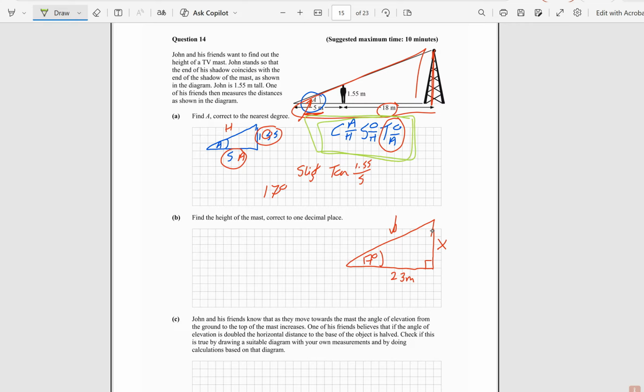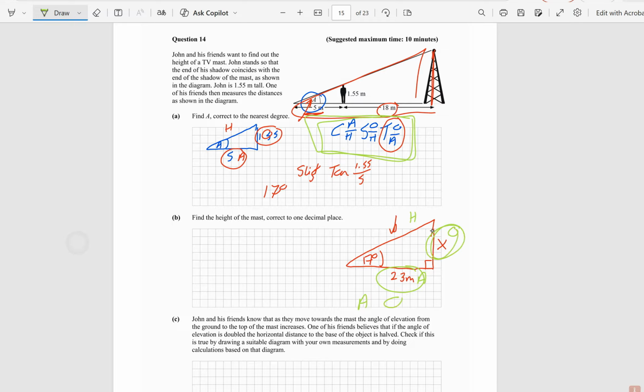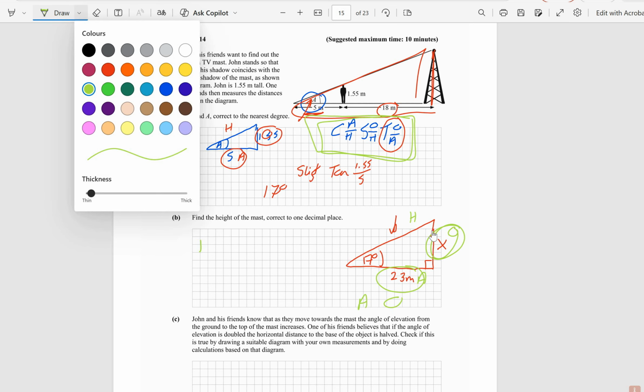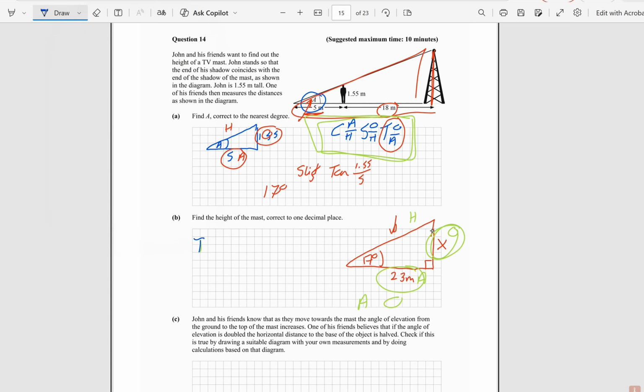Let's label our sides. This is the opposite, this is the adjacent, this is the hypotenuse. What side do I have? The adjacent. What side do I want? The opposite. Opposite and adjacent, we're dealing with tan. So it's tan of 17 degrees equals, the opposite is on the top, so it's x all over 23.